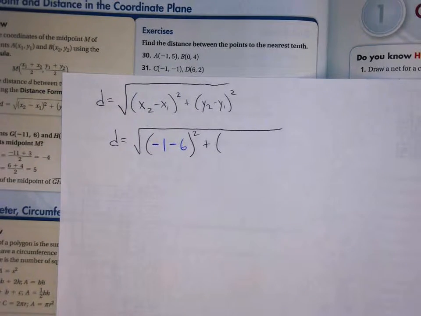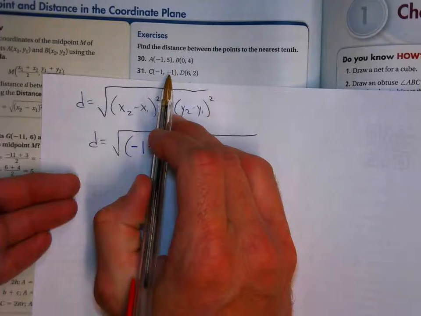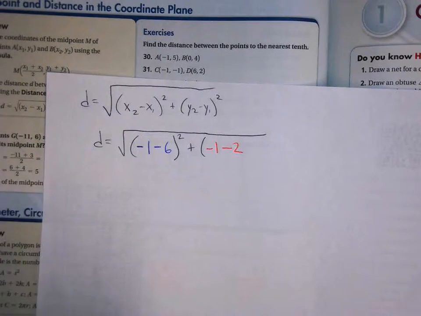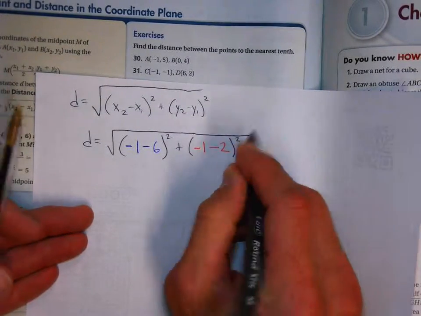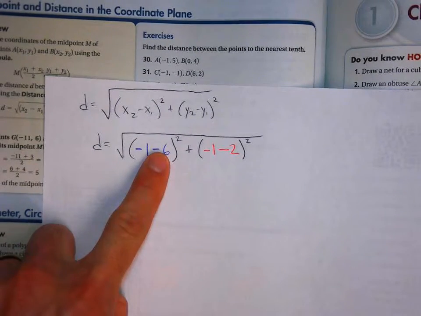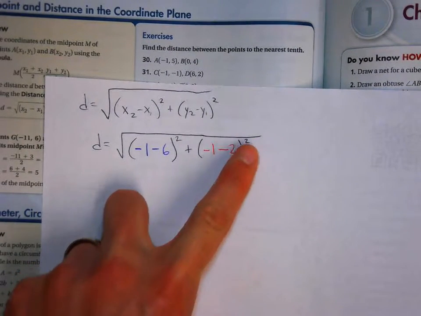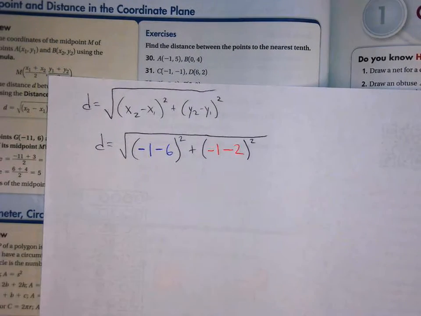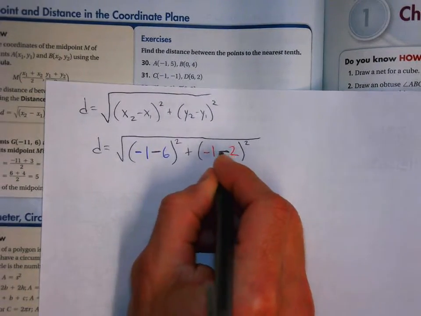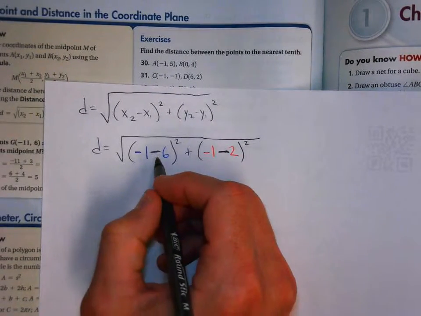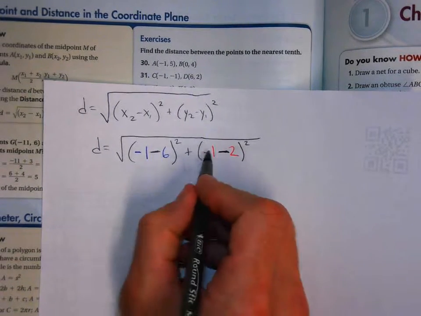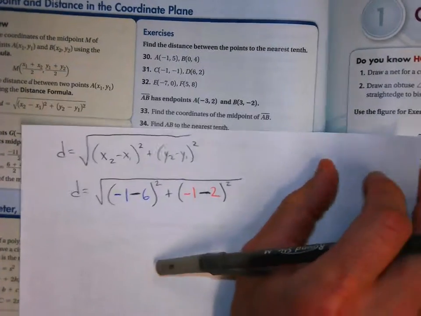Okay, so what is the difference of the y's? We have -1 and 2, so it's -1 minus 2. And it's the square of the difference of the y's. Now, just make sure, I'm going to recolor in these minus signs here because the minus sign is part of the formula. It's the difference. So it's always going to be minus, no matter what. Okay, so let's take a look.